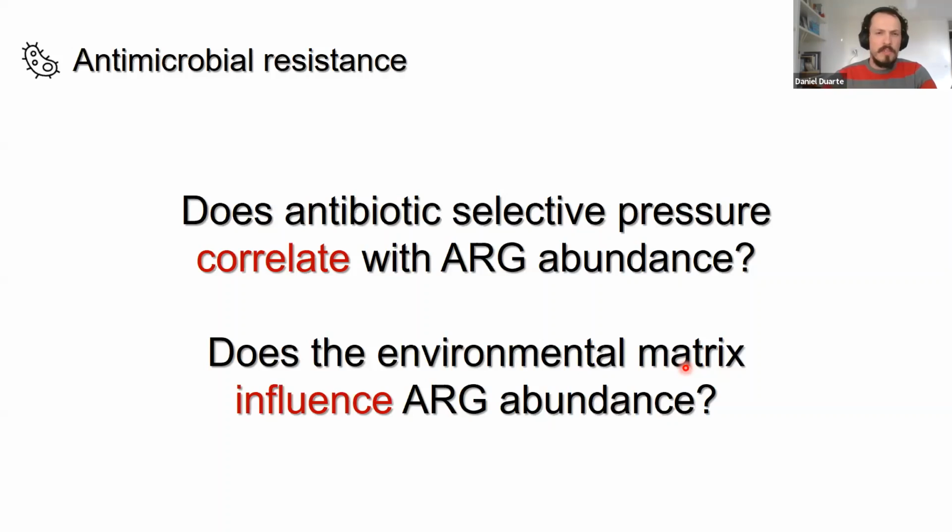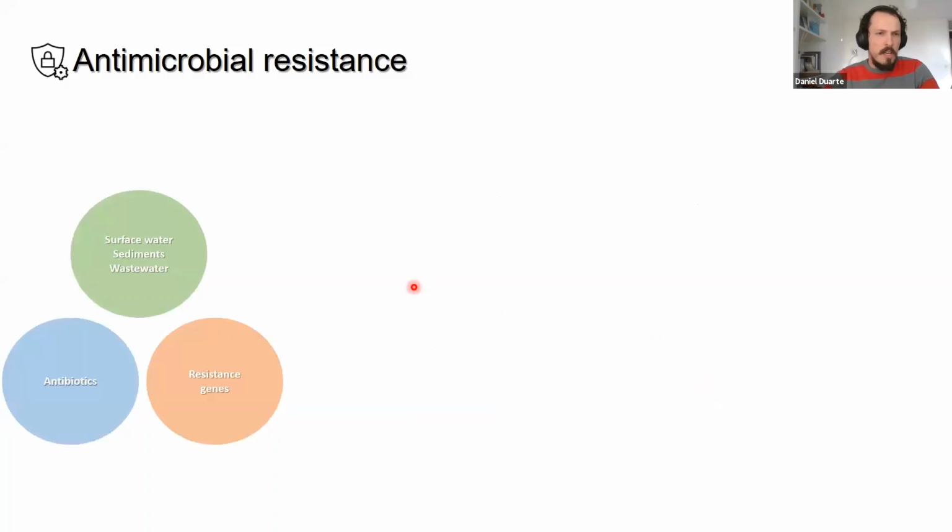And environmental matrices are simply, I'll show in the next slide actually. So it's just surface water, sediments, and wastewater. Those were the 3 matrices that we considered in our modeling. And also we wanted to look at the antibiotics that had been measured in those same samples, and the abundance of resistant genes.